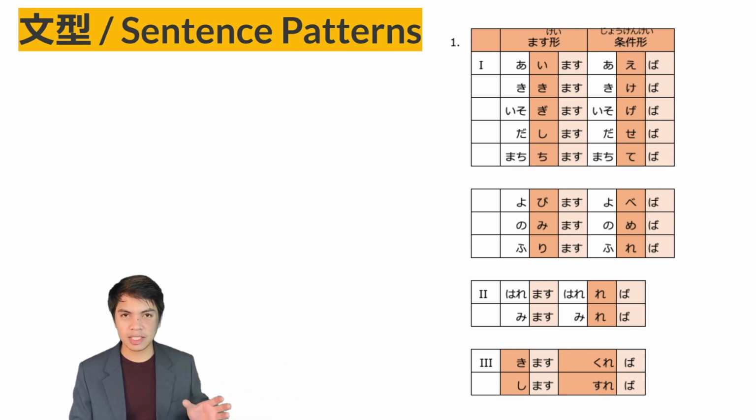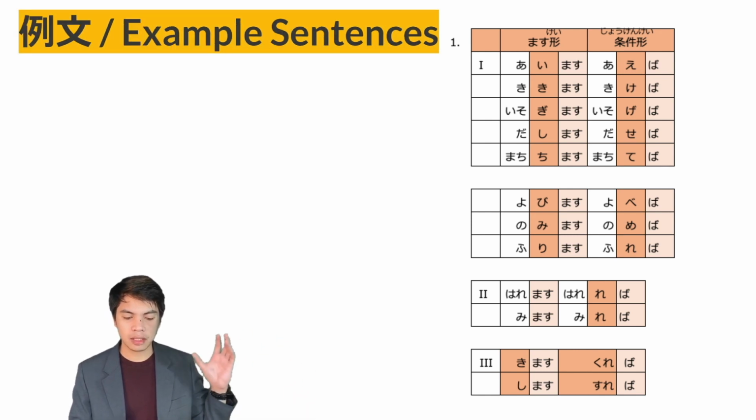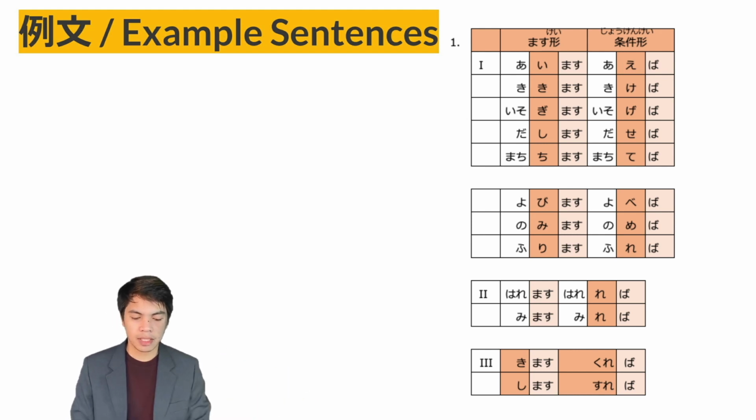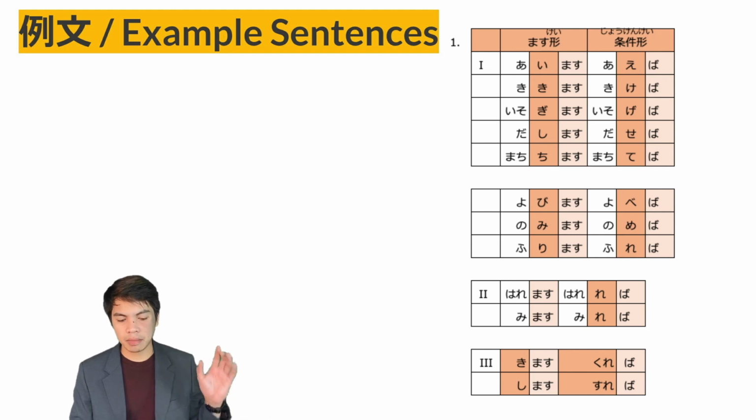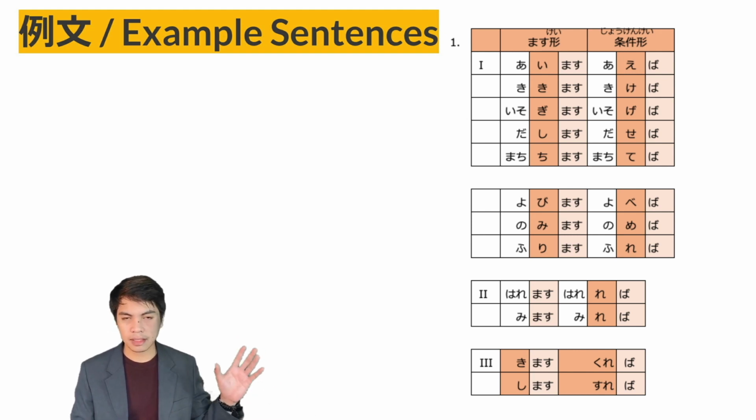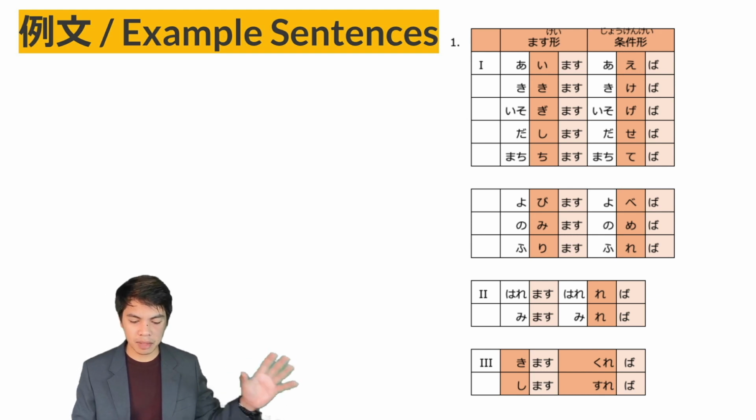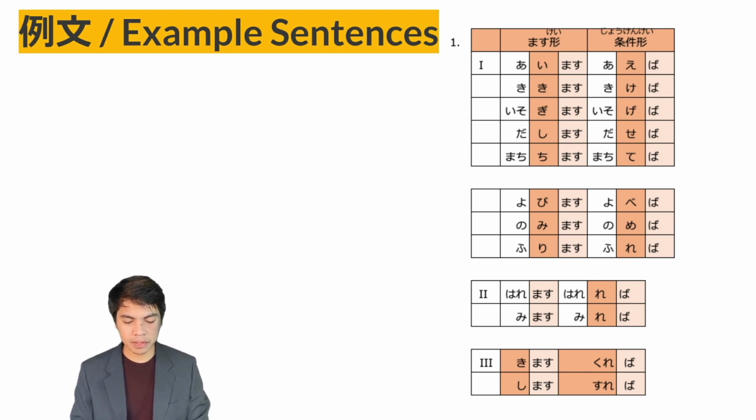Machimasu, from chi it will become te. Mateba. Next, yobimasu. Yobe, yobeba. Nomimasu, nome, nomeba. Furimasu, fureba. And for the group 2 verbs, just remove the masu and add reba. So for example, the verb haremasu means to be sunny. Remove the masu and add reba. So hare, hareba. Next verb, mimasu. Remove the masu and add reba. Mireba. And for the group 3 verbs, the verb kimasu will become kureba.